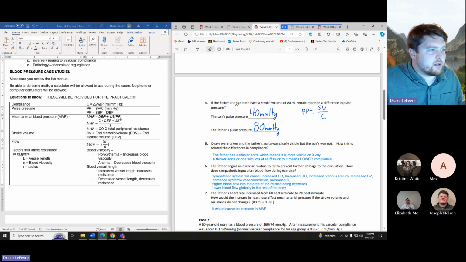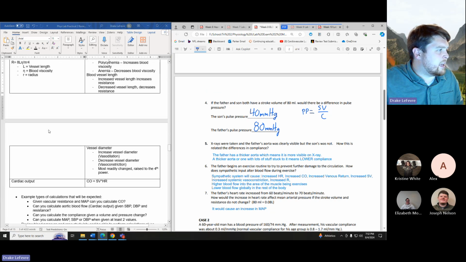Next part, the father and son both have a stroke volume of 80 milliliters. Would there be a difference in pulse pressure? We calculate that. We have more equations. This is when you start kind of getting into stuff.